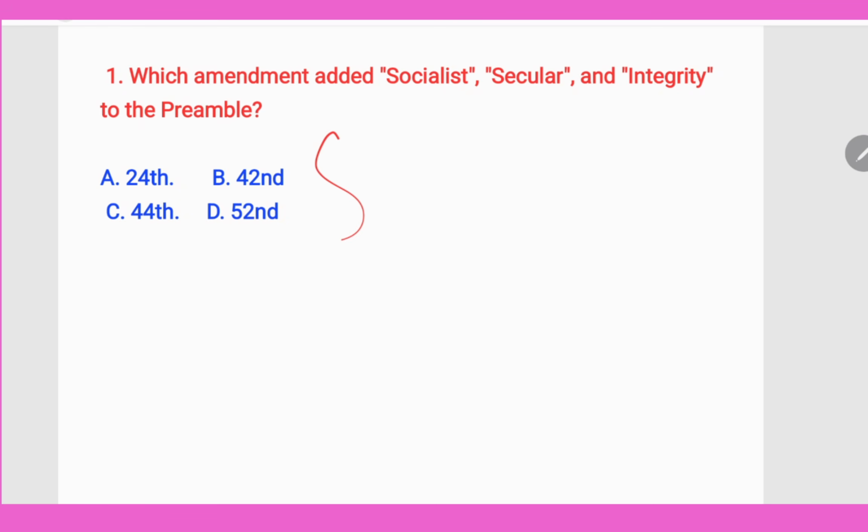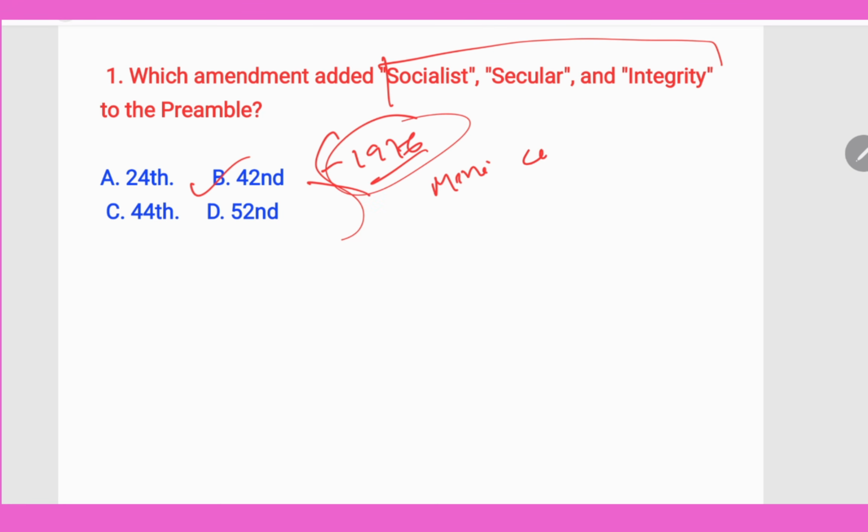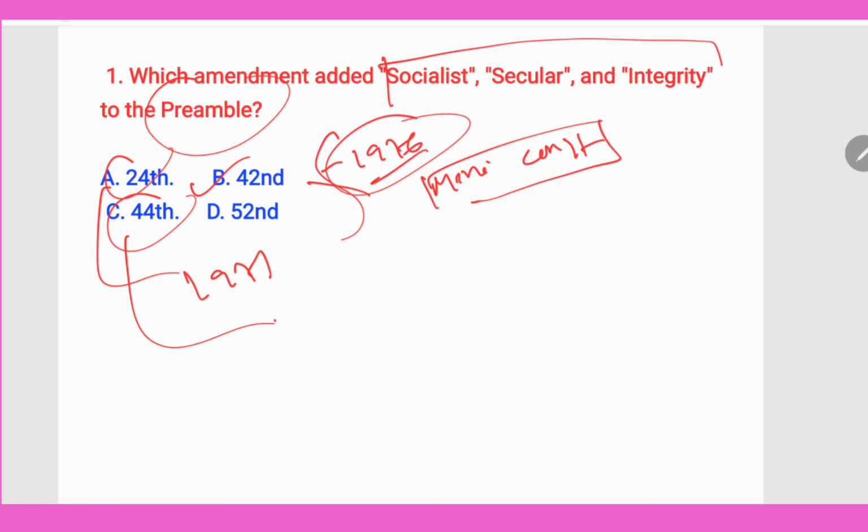Question says that by which amendment the three new words socialist, secular and integrity were added to our Indian constitution. The answer is 42nd amendment 1976. Okay, this is called the mini constitution. The 42nd amendment, through this, most of the parts of the Indian constitution were amended. Okay, and under this the preamble also was amended in 42nd amendment 1976. Okay, 24th amendment of 1971. Okay, 44th amendment of 1978.